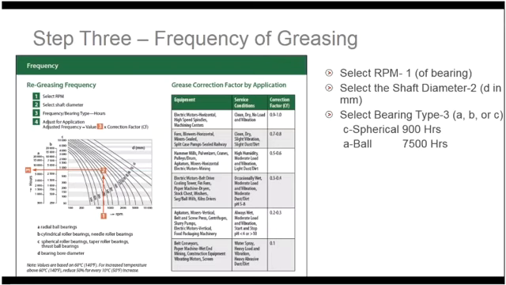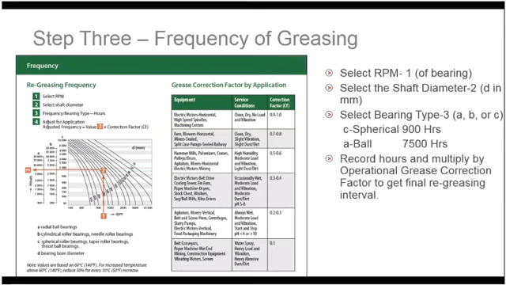And as you can see here, when we intersect, we see that the spherical bearing needs to be lubricated every 900 hours in our example, and the electric motor ball bearing is lubricated every 7,500 hours. So it's good to write these values down, because now we have to go to the service condition and look at the grease correction factor based upon our actual operating condition.